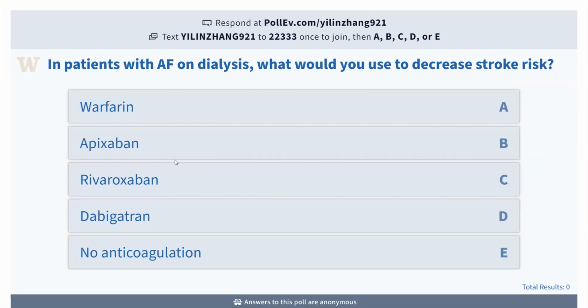And so my question to you guys is, in a patient with AFib on dialysis, what would you use to decrease his stroke risk? Would you guys choose Warfarin, Apixaban, Rivaroxaban, Dabigatran, or no anticoagulation at all?